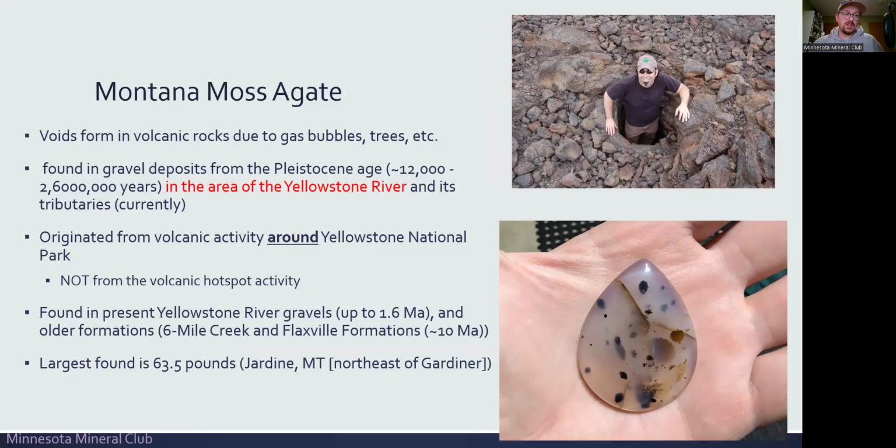So as we mentioned, the voids or vesicles in the volcanic rocks are where agates form. The voids can also be formed not only by gas bubbles, but also by trees or whatever else was encased in the rock that might leave a void. This photo here in the upper right is from Craters of the Moon in Idaho, and this was part of the Yellowstone hotspot volcanism. This person here, Sean, is standing in what is known as a tree mold, which is a tree that was present, then encased in the lava, and then eroded away and left this mold.